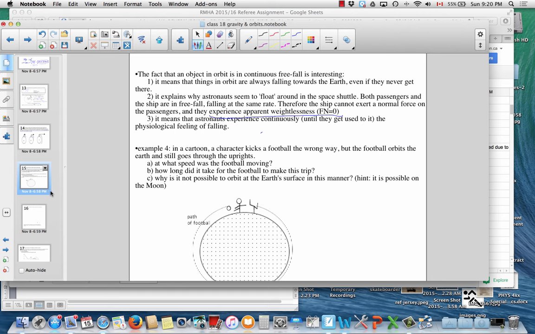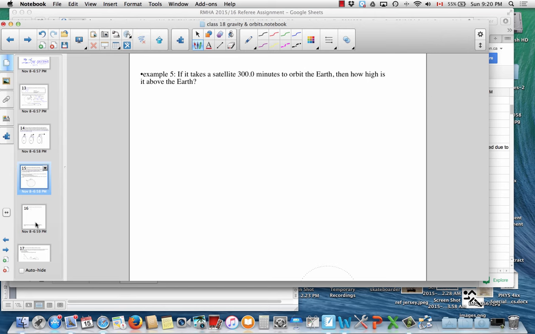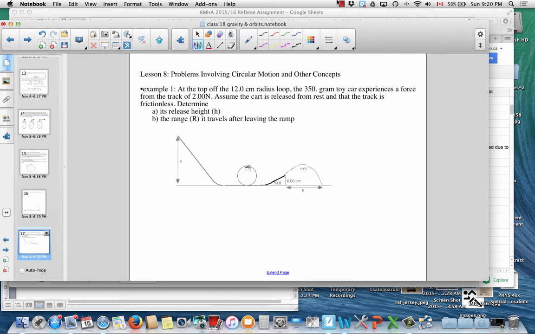All right, so this is an introduction then to both universal gravity and to the orbit problem that we'll pursue a little bit more in class. We'll do a couple of examples, and then we'll look at what we call combo questions again.